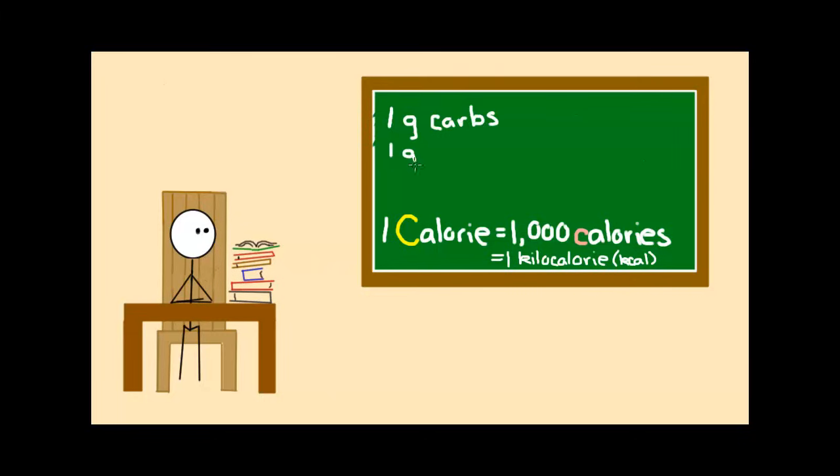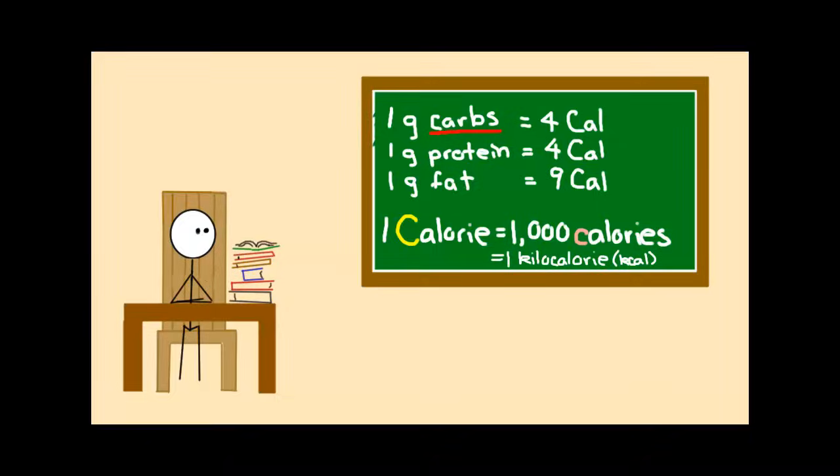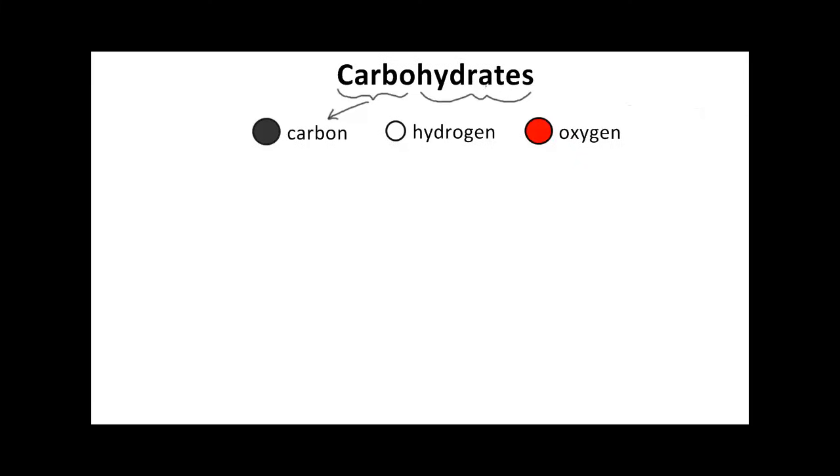A gram of carbohydrates and a gram of protein both yield 4 calories, while a gram of fat yields 9 calories. Let's start with carbs, or carbohydrates. On a molecular level, carbohydrates are made up of carbon, hydrogen, and oxygen atoms. It's easy to remember this by looking at the name. Carbo stands for carbon, while hydrate means water, which is made of hydrogen and oxygen atoms.